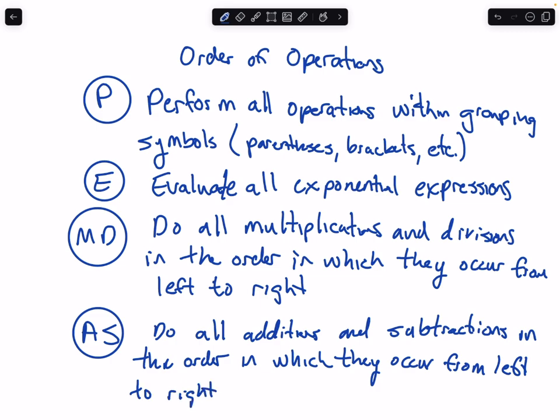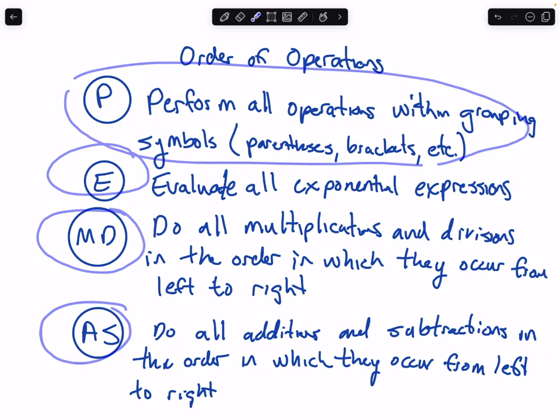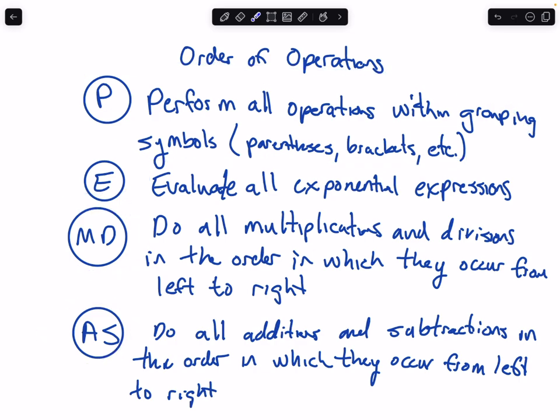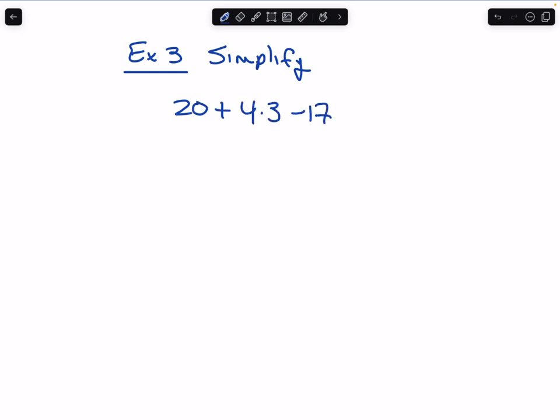So again, we do all of our grouping symbols, so parentheses, exponents, multiplication and division, and addition and subtraction in that order. So let's move on to an example of order of operations. Example 3. We want to simplify 20 plus 4 times 3 minus 17.